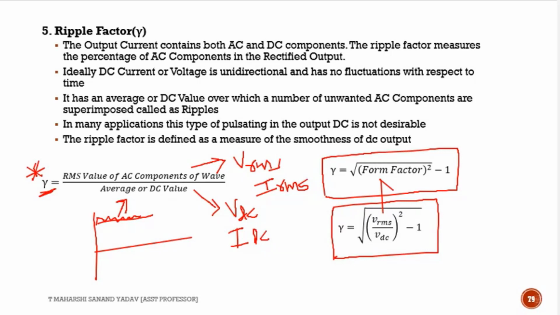Output side. Right. So in order to remove those ripples, what is the concept? We should use a filter. That's it. How many types of filters are there? Four types. What are they? L, C, LC, CLC. That's it. Only 4: L, C, LC and CLC. But today I got less response from your end compared to all the other classes.